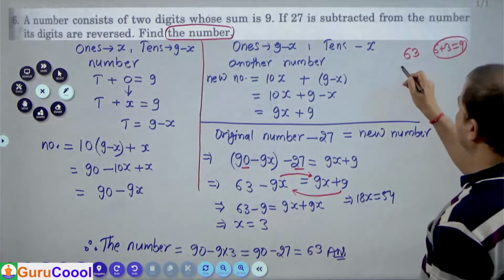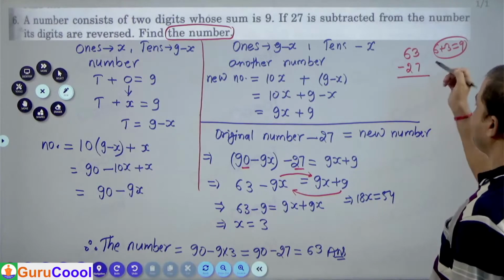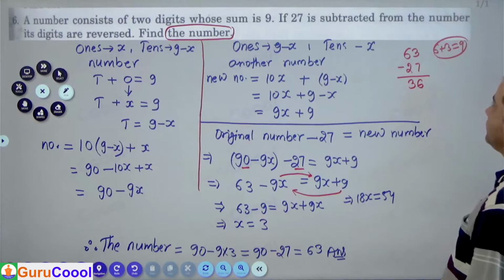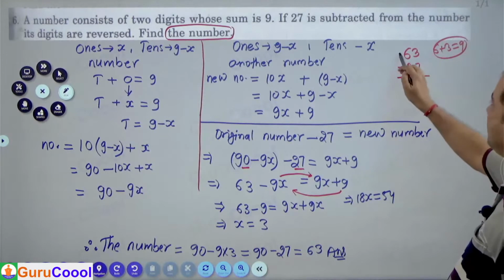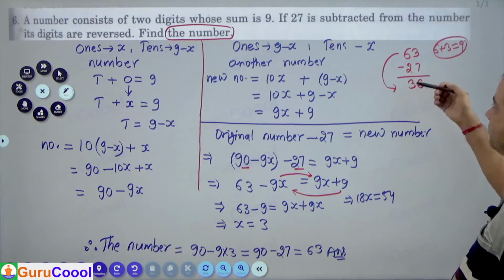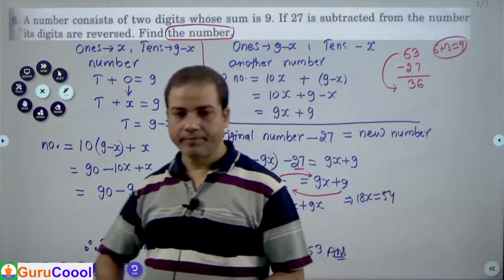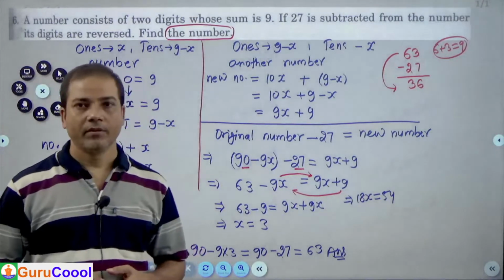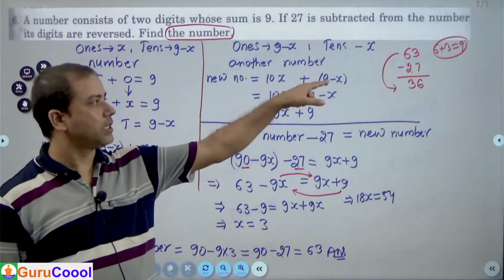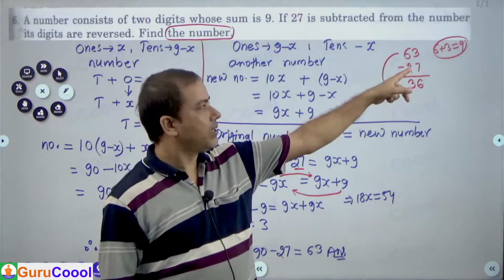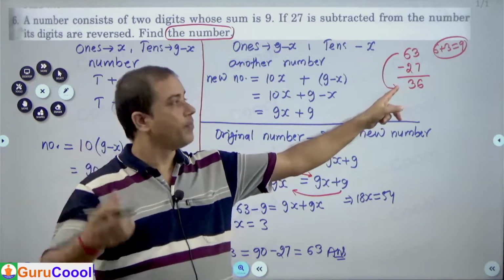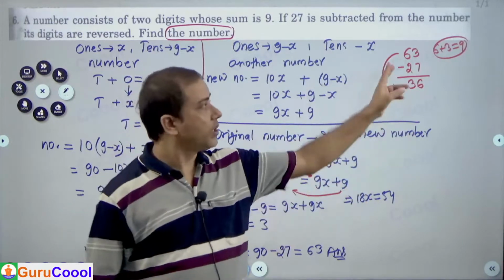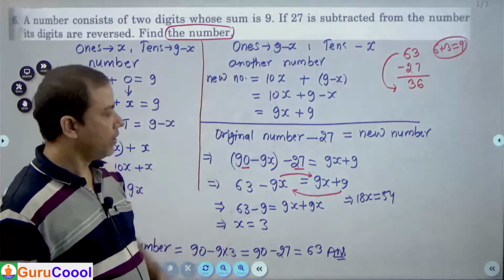Second condition is telling if you subtract 27, the new number will come. Okay, let us subtract 27 from 63. What is that? 36, right? Yes, sir. See, digits reversed. So all the conditions fulfilled. We have checked our answer. Our original number is 63. If you subtract 27, 36 comes, means reverse. 63, 36. And the sum of two digits is 9, 6 plus 3. So all the conditions fulfilled, means our answer is correct.